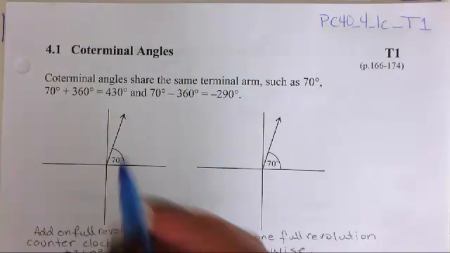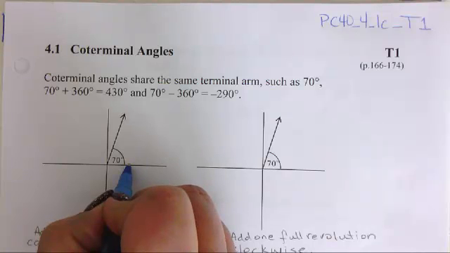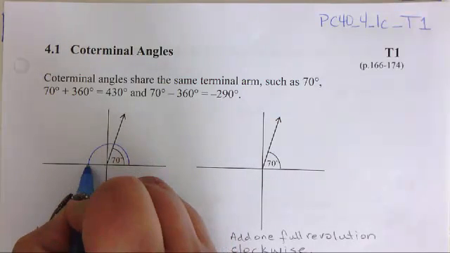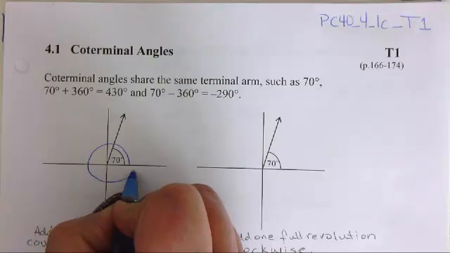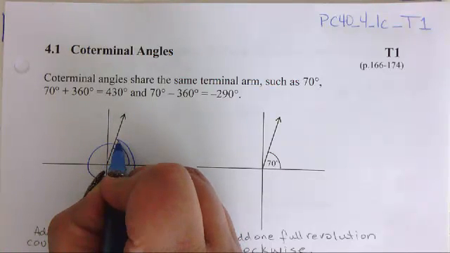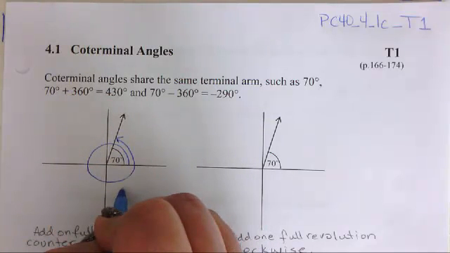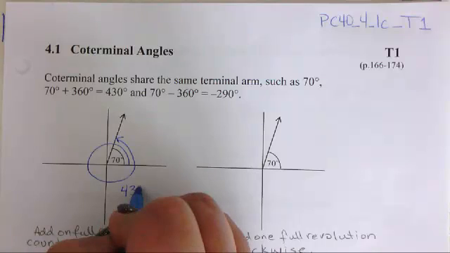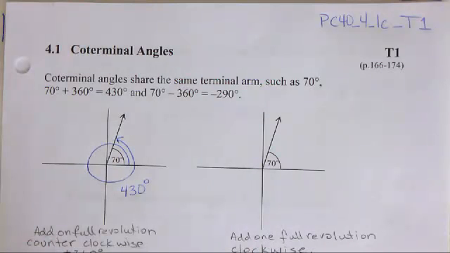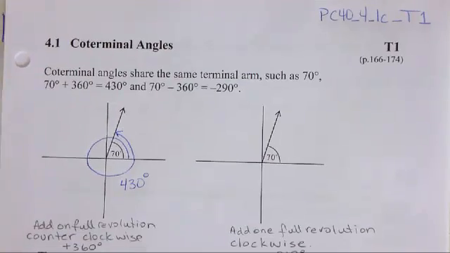All right, so that would look like this. So you start here and you would take a full rotation of 360 degrees up to here, and then you would go a little more, that 70 extra, and this actually shows you what 430 degrees looks like. All right, so you would add on one full revolution counterclockwise.